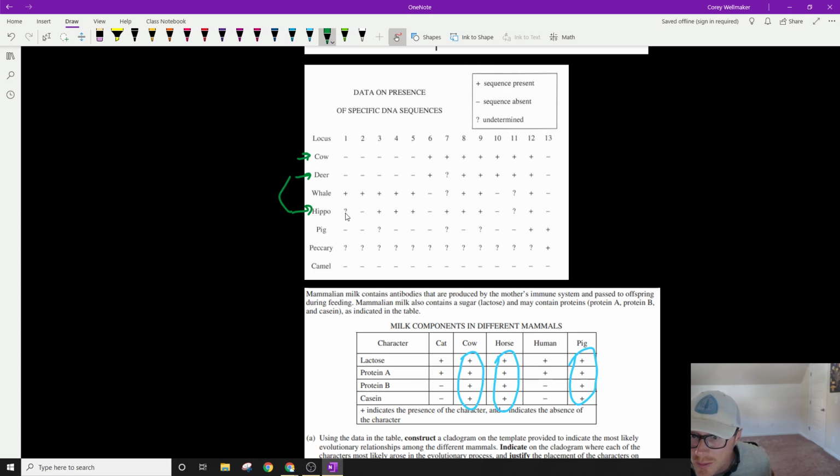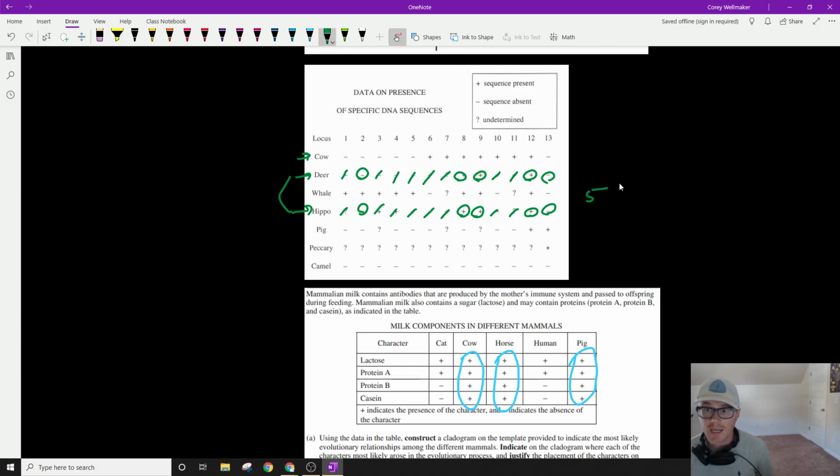And I'll just count the similarities. No. Okay, so that's 1. That's a no. That's a no. No. No. We can't really use that because it's undetermined for the deer. 2, 3, 4, 5. Right, so there are 5 similarities between the hippo and the deer.